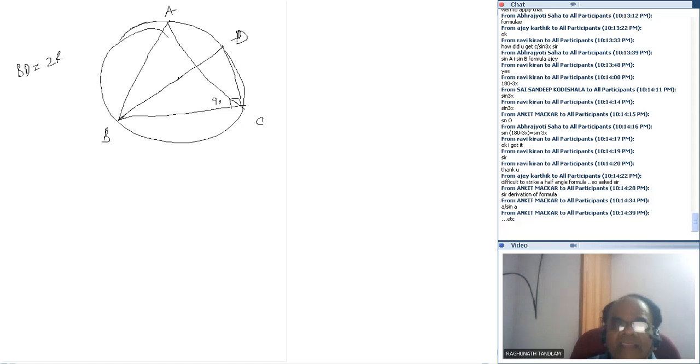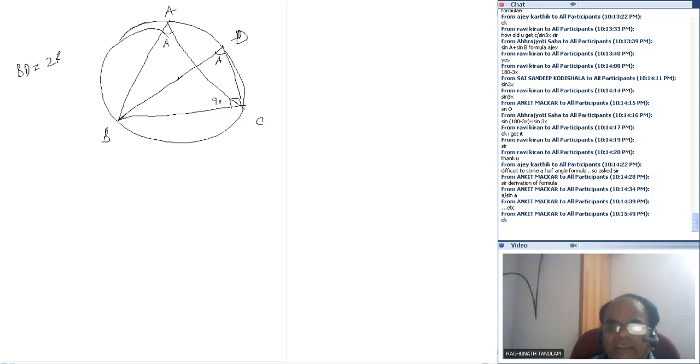If this is angle A, what will be this angle? What is sine A from this triangle? BC by 2R. BC is conventionally called A. From this you get A by sine A equals 2R. Similarly, I can prove B by sine B equals 2R. Similarly, I can prove C by sine C equals 2R.